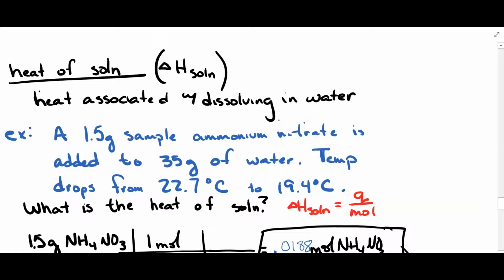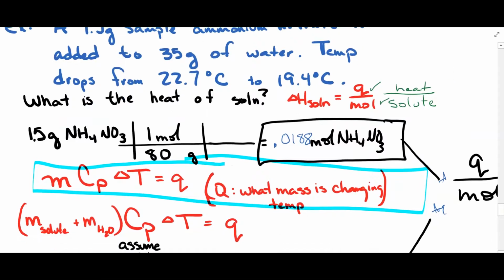For example, a 1.5 gram sample of ammonium nitrate is added to 35 grams of water, and the temperature drops. It went from 22.7 to 19.4. What is the heat of solution? So we want to look at this as the energy change per mole of material being dissolved, the solute. So the first thing I need to know is how many moles of solute I have, not water. And then we can use our relationship of the mass that is changing temperature, the specific heat.